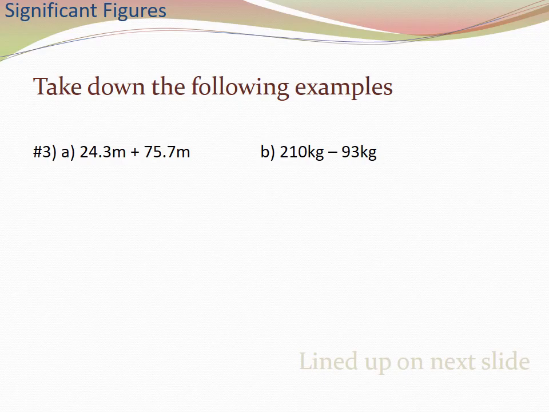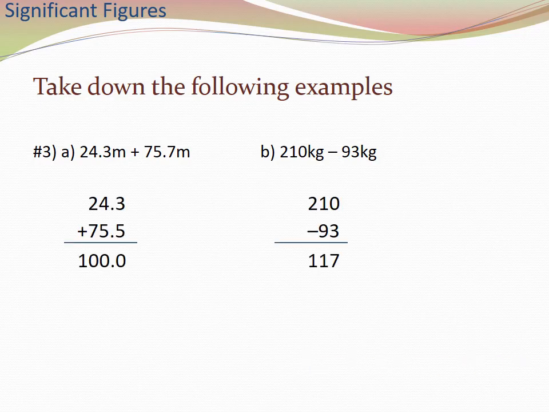So these are the 2 examples we're going to do. We want to line them up so that the ones are over the ones, decimals are over the decimals, tenths are over the tenths. So when we line them up in columns, this is what it would look like.